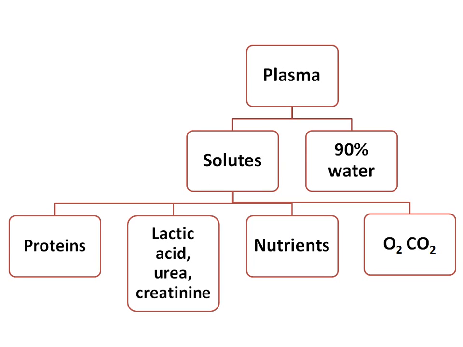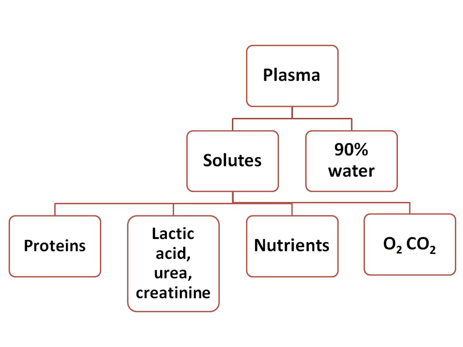Now, component-wise, we know that, again, blood is a connective tissue. So it is cells in a non-living extracellular matrix. We'll talk about the cells in a little bit, but we can also briefly take a look at plasma. Plasma is 90% water. The vast majority of plasma then obviously is water. And dissolved into that water are solutes or molecules. The solutes contain proteins, lactic acid, urea, and creatinine, which are waste products, nutrient molecules, and the respiratory gases, which are oxygen and carbon dioxide.